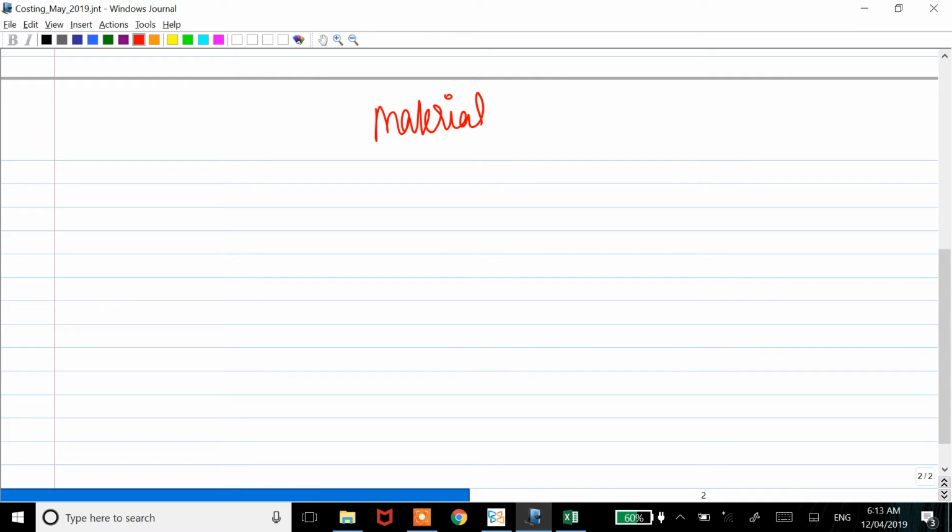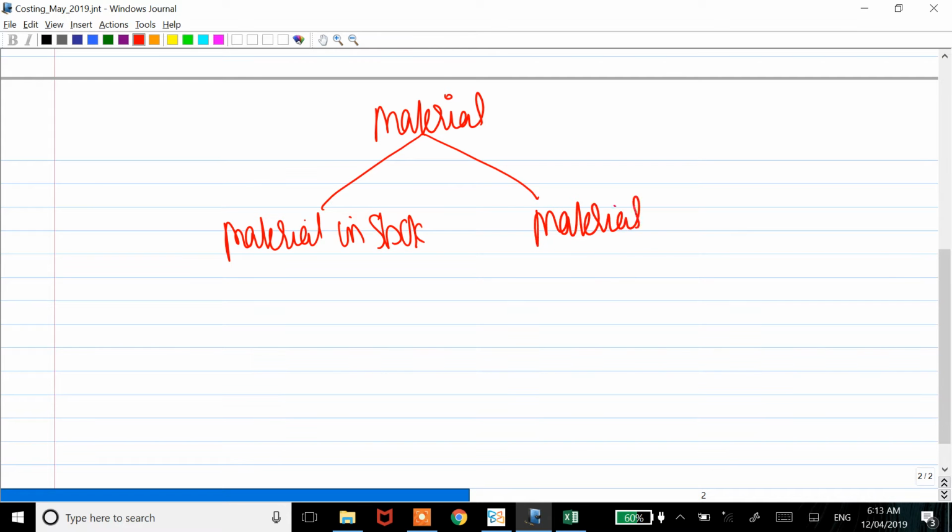Understand it. Importance would be understanding the concept rather than just copying whatever I've been doing here. First thing is relevant cost of material. In relevant cost of material, I ask two questions. The first question is material in stock, or material out of stock. Whether the material is in stock or out of stock. So I need some raw material. Do I have the raw material or I don't have the raw material?